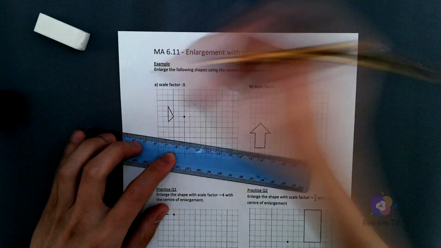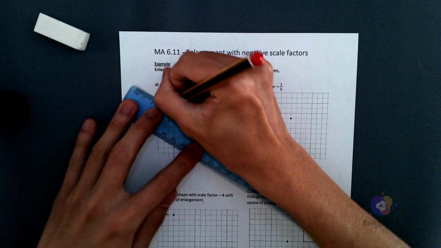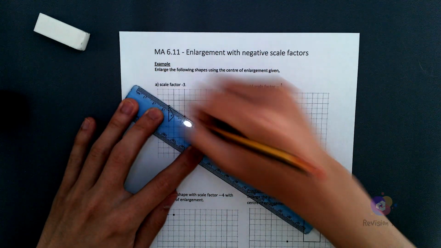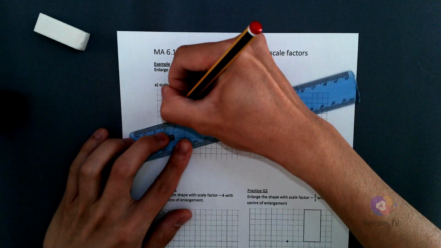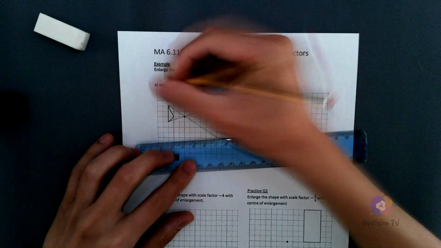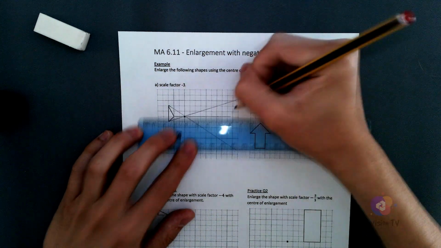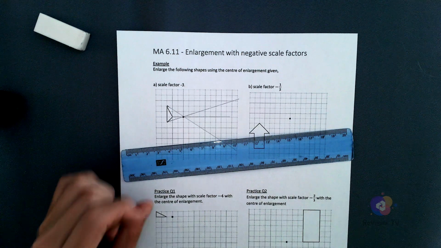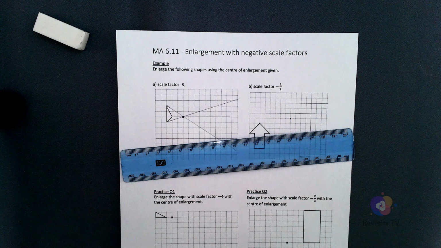First things first, we're going to select the normal one. What we need to do is connect the points with the center of enlargement. So use a ruler and a pencil ideally, to make a line. Try to be as accurate as you can, because if you're not, the point will not be lying exactly on the line, and it will not be the correct enlarged point.